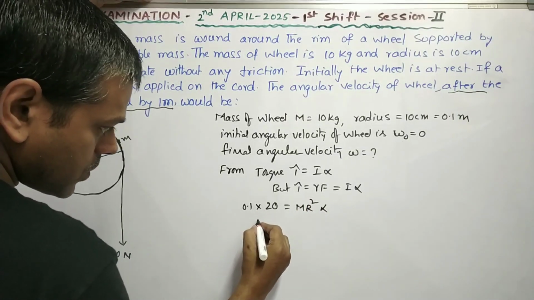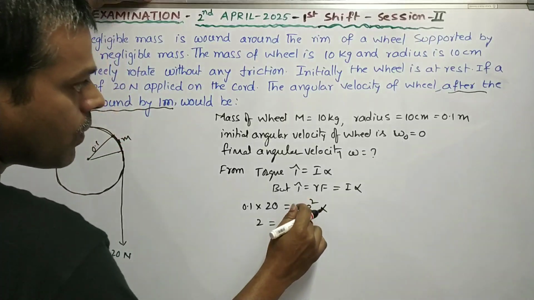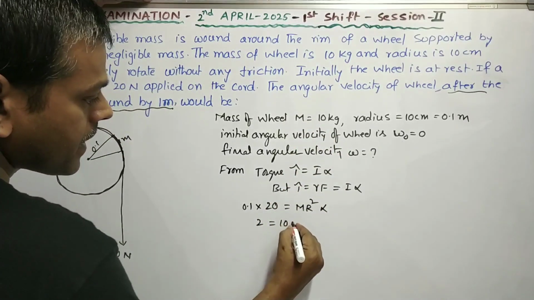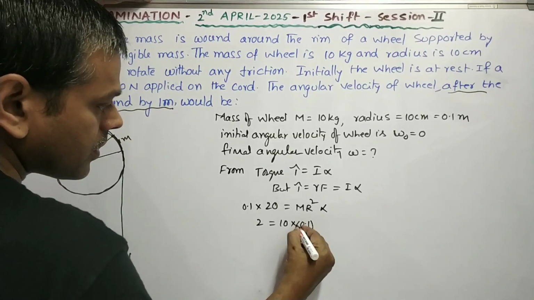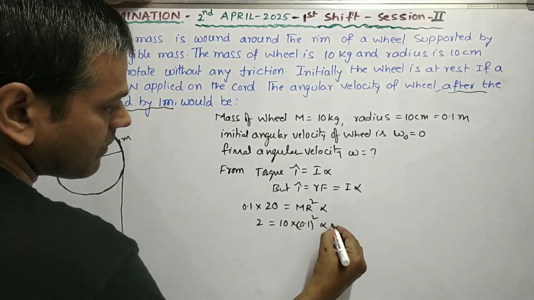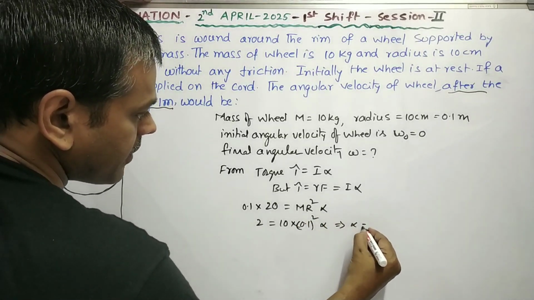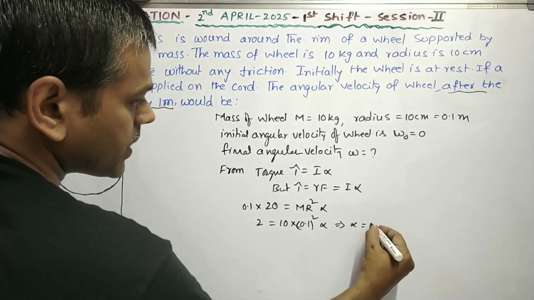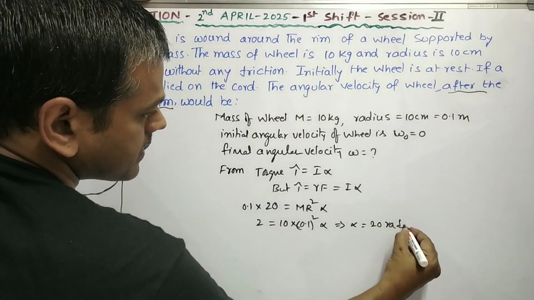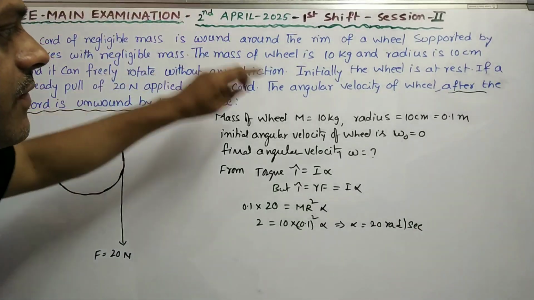So this is equal to the mass of the wheel, 10, times the radius squared, 0.1 whole square, times alpha. That implies alpha is equal to 20 radians per second squared.